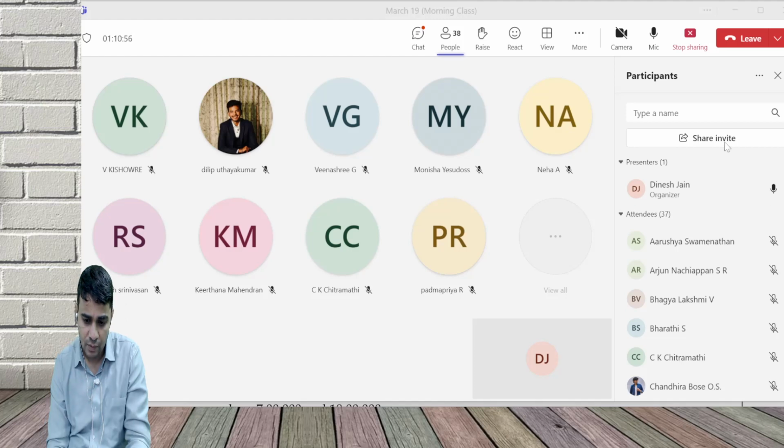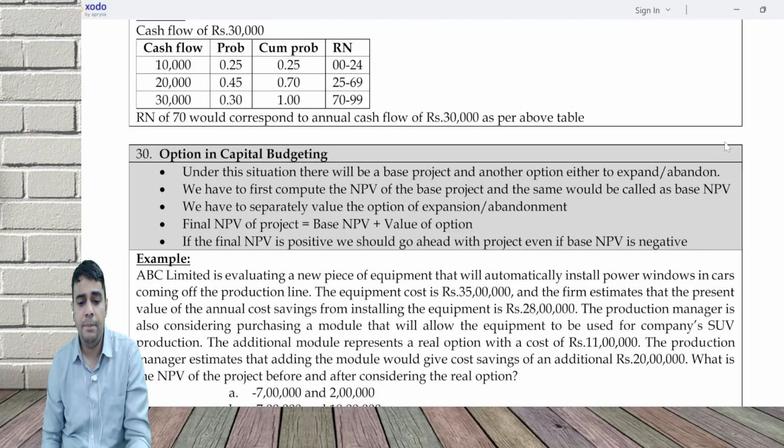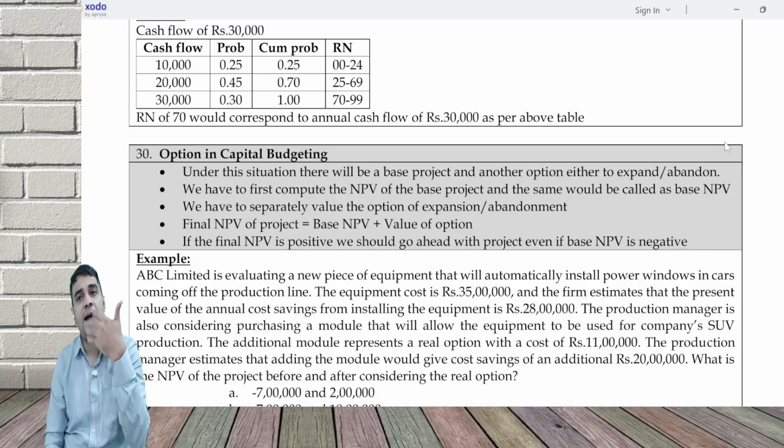Okay, so I may decide to expand in future, or I may decide to abandon the project in future. But to do all that, first you need to do the initial investment. It is like you construct a building. The base project is the foundation. Without doing the foundation, you cannot construct the first floor. The first floor is an option which you may or may not do.